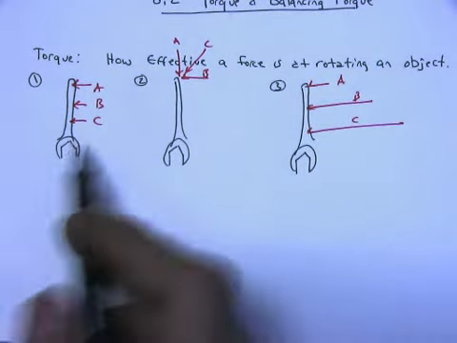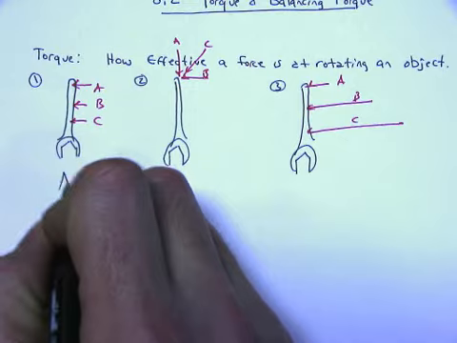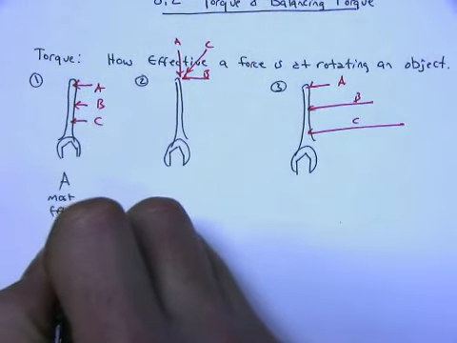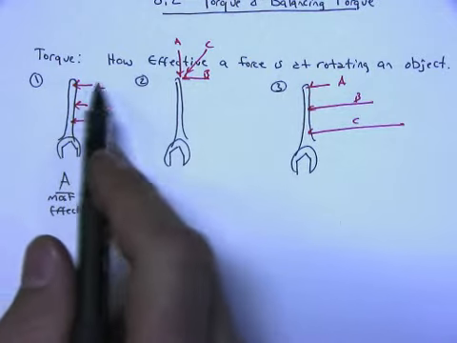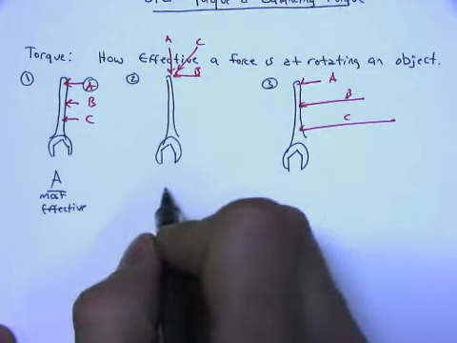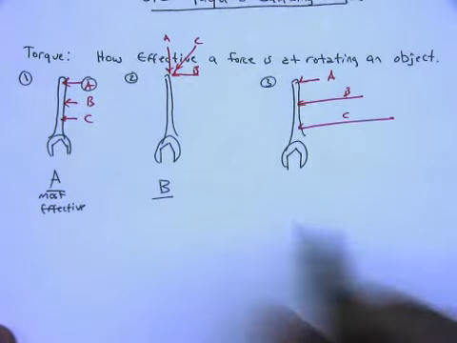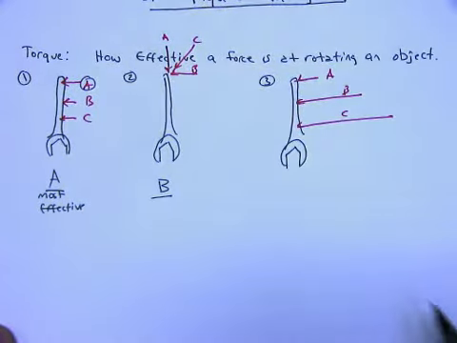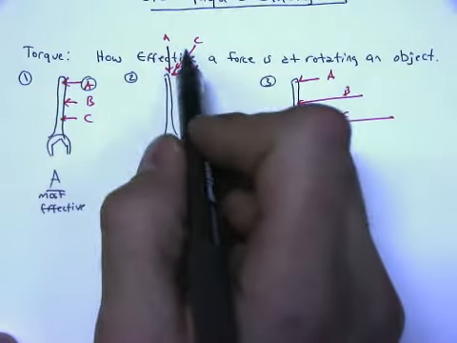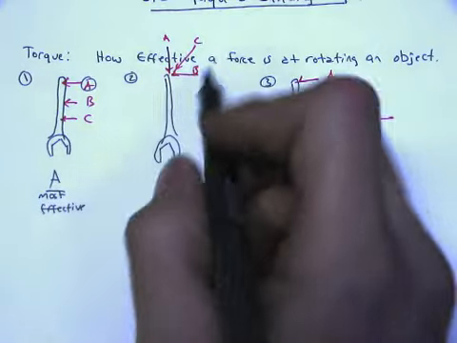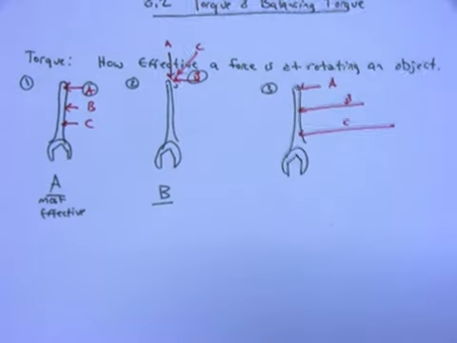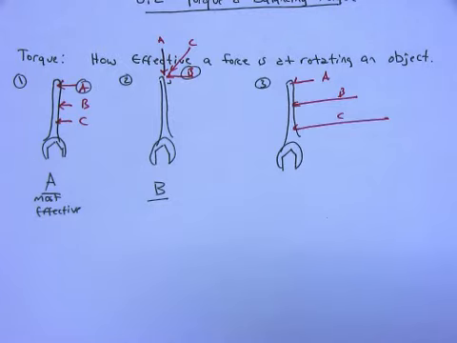Now, which is most effective in case 1? Well, it turns out A is most effective because it's farther away. In case 2, B is most effective because A isn't going to turn it, and with C only a small amount of its force is actually going into turning. If all 3 of these forces are the same amount, B, because it's a right angle, is going to be most effective at rotating this wrench. Now over here, this one depends.